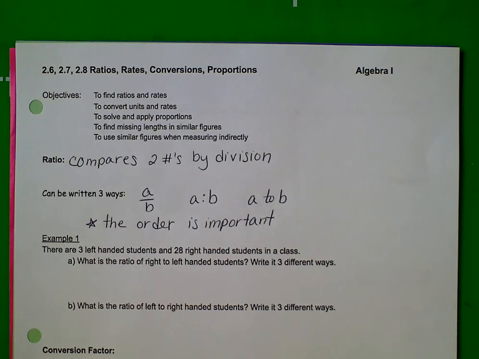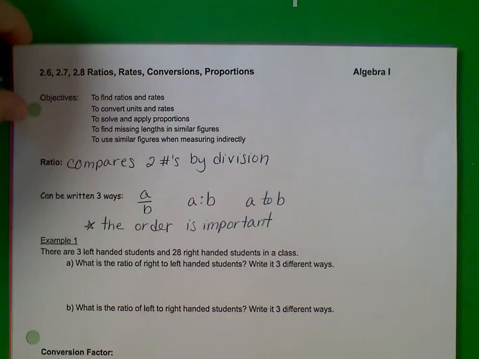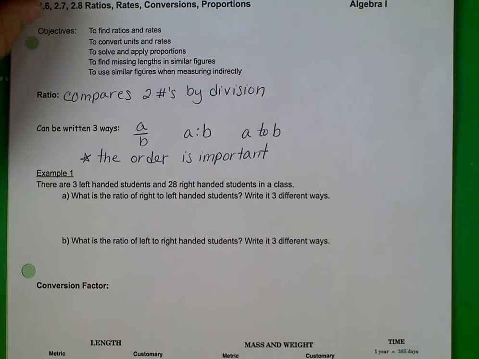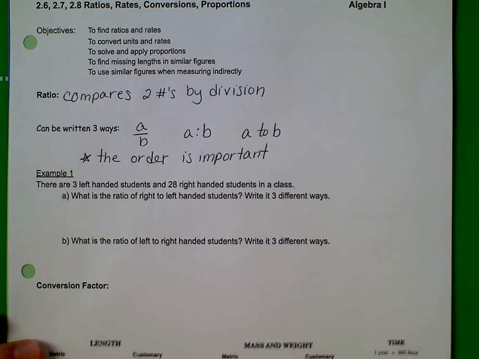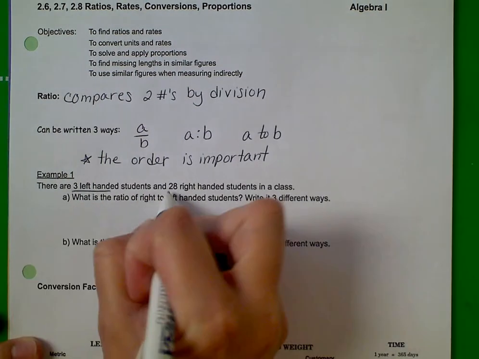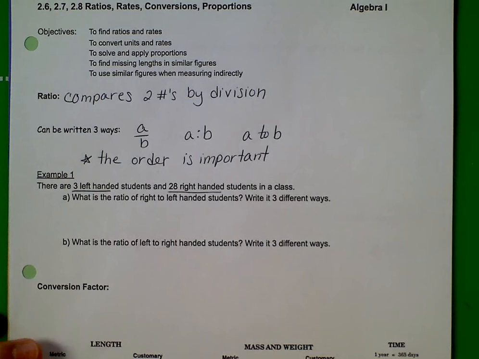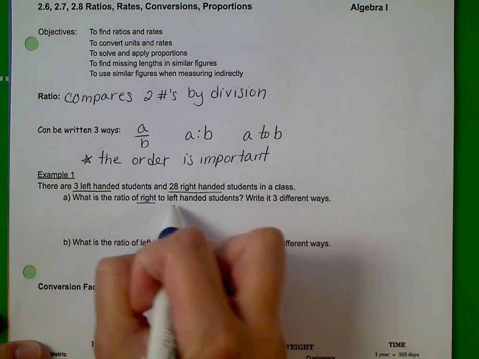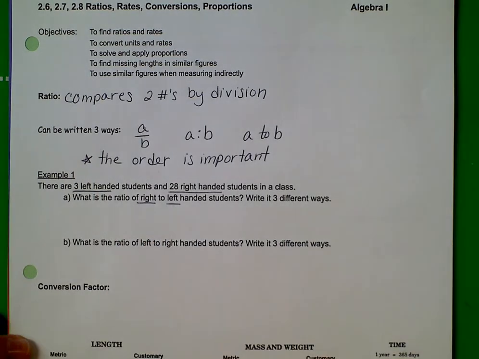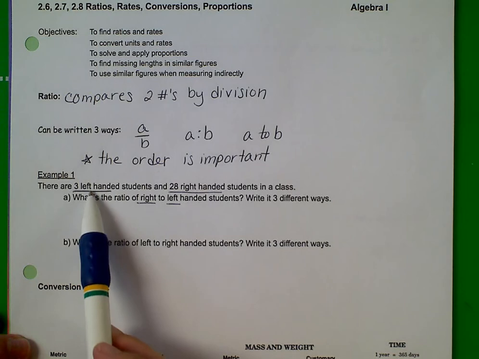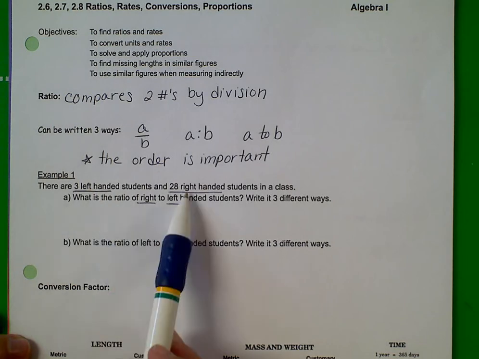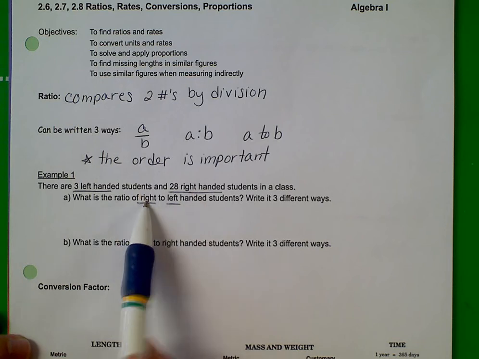So example 1 tells us that there are 3 left-handed students and 28 right-handed students in a class. What is the ratio of right to left? They are specifically asking us right to left, not left to right. When I look at this information, I really want to write 3 to 28 because that's the order the numbers are in. But that wouldn't be correct because right is first and there are 28 right-handed students.